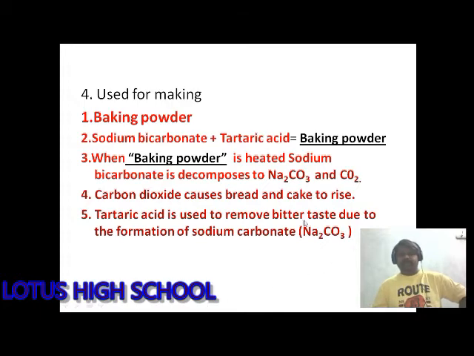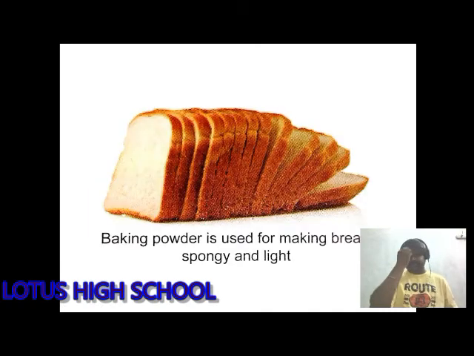Okay, are you following or not? Carbon dioxide is useful for making the spongy nature. Tartaric acid is used to remove the bitter taste which is formed in the making of cake. So these are the uses of baking soda in the baking powder. Next, as I already told, baking powder is used for making the bread spongy and light. Baking powder is nothing but sodium hydrogen carbonate plus tartaric acid.